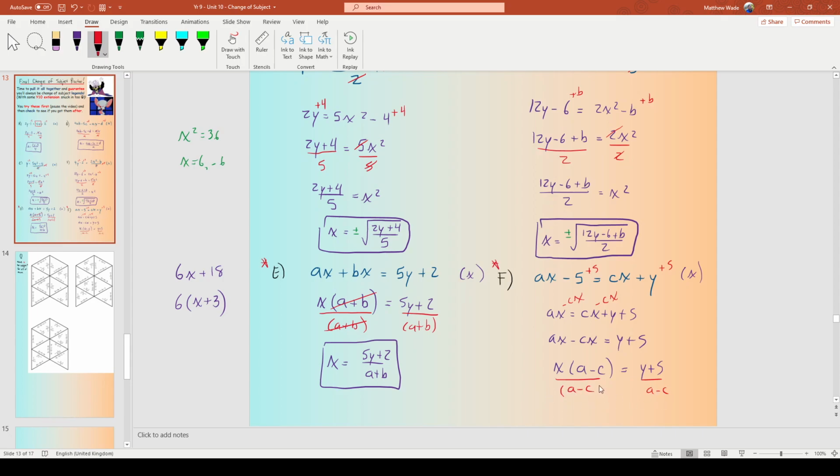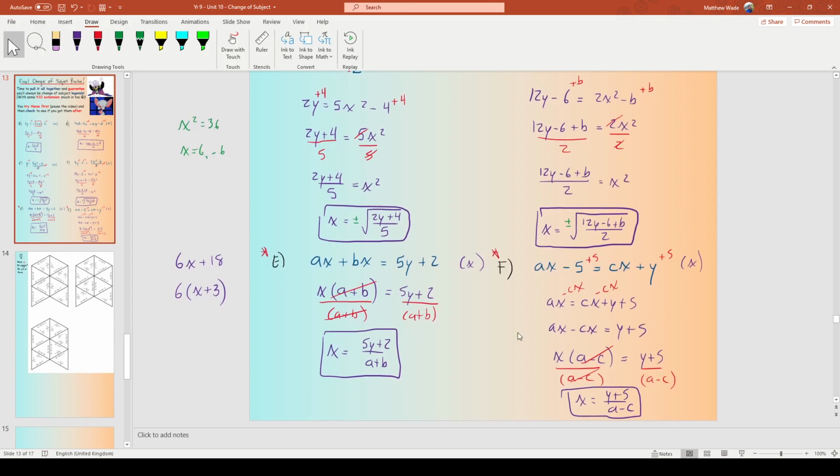I'm going to put the bracket in just to show you, but we're going to bin it off in the next line anyway. Leaving you just with x equals y plus 5 all over a take c, like a boss. So that's that, buddies. That is the finishing of Year 9, change of subject, and a bit of taste of Year 10. Which is awesome.